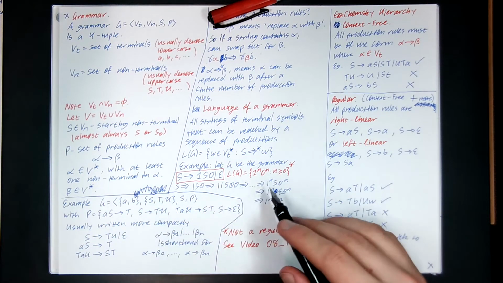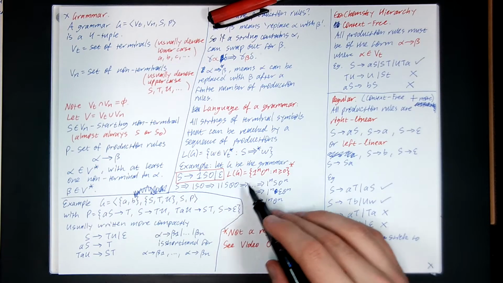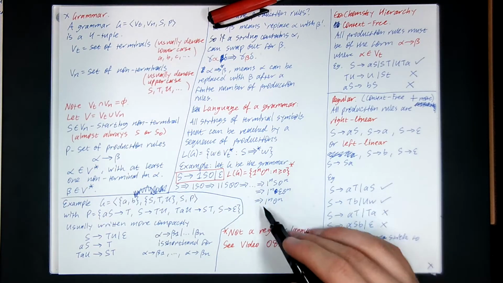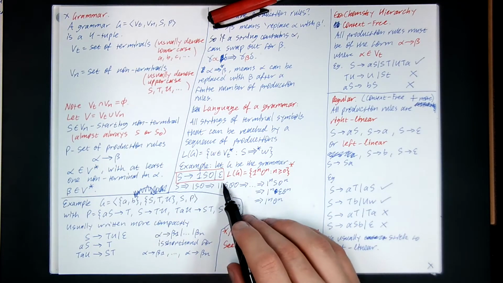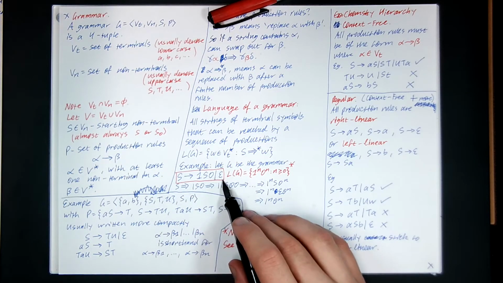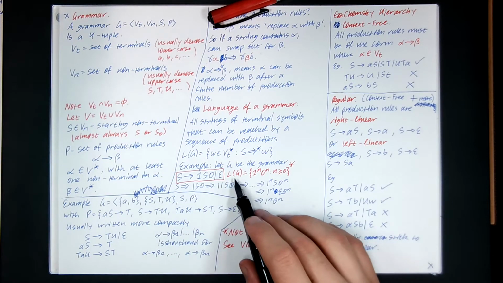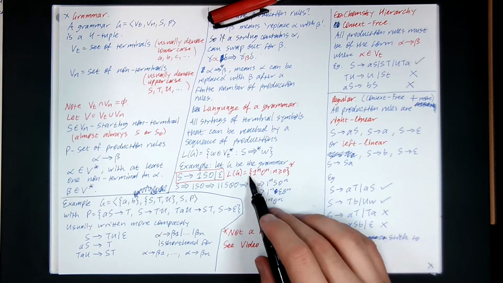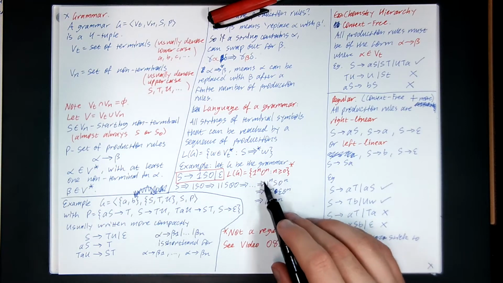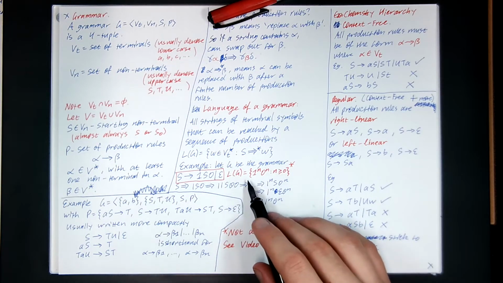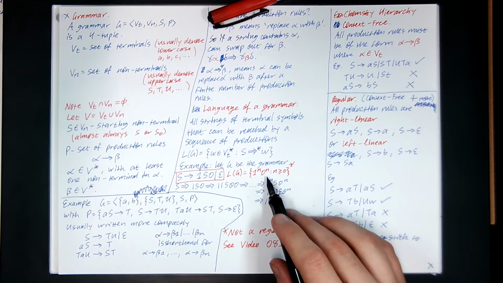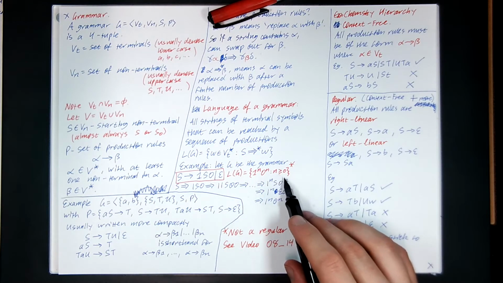And I can keep doing these replacement rules, replacing S with 1S0 over and over again as many times as I like. And at some point I can take the second transition to replace S with epsilon. So it looks like I can generate any sequence of any number of 1s followed by the same number of 0s. So the language of this grammar is going to be 1 to the n, 0 to the n, where n is greater than or equal to 0.